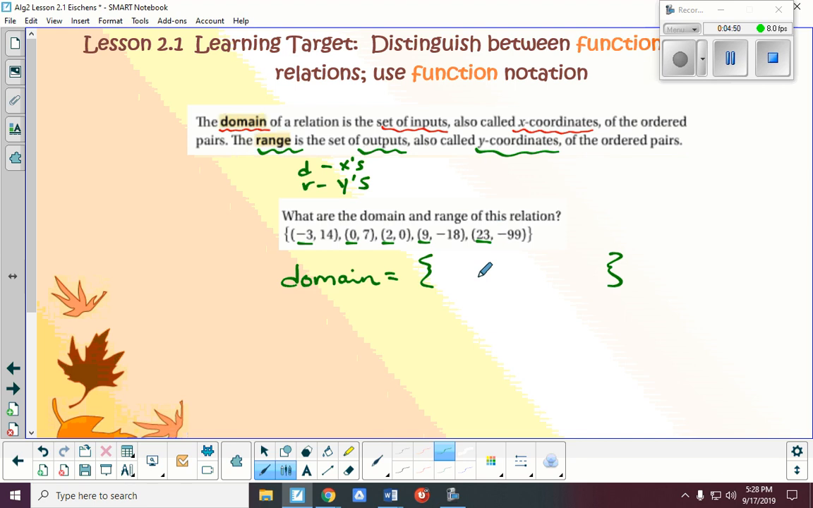So we have -3, 0, 2, 9, 23, which those are in numerical order already. And the range would be the y values.